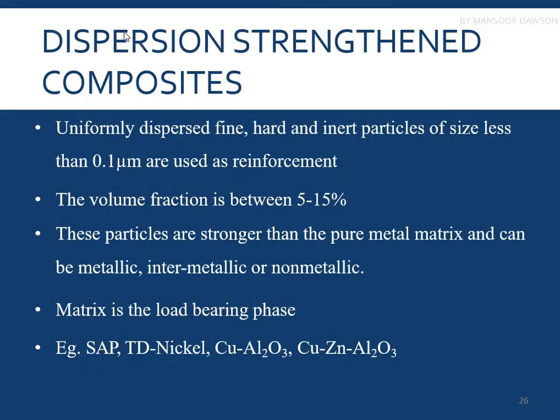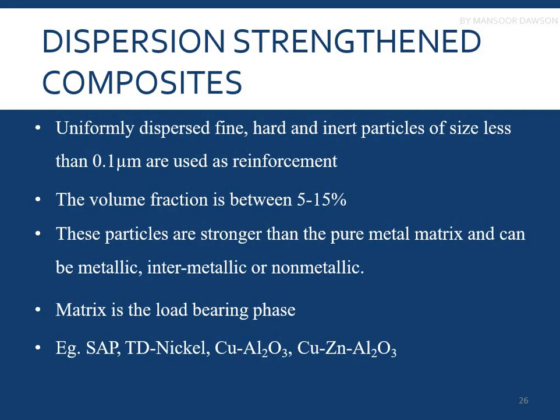Next we have dispersion strengthening composites, in which the particle size is less than 0.1 micron, and these are very fine and hard particles. The volume fraction of these particles would be about 5 to 15%, and these particles are very strong, sometimes stronger than the pure metal matrix if it is used, and can be metallic, intermetallic, or non-metallic.